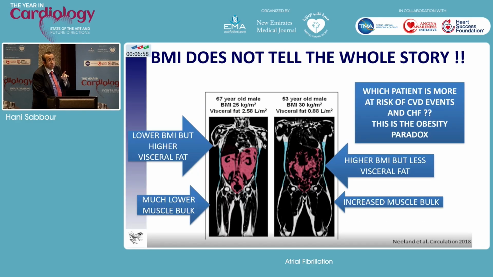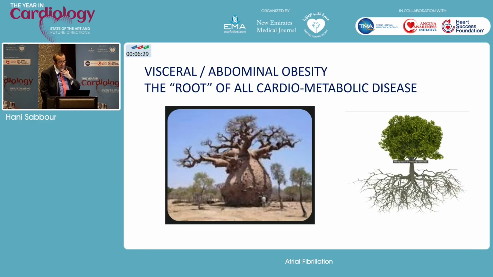Now, BMI is a little tricky. As we get into this as cardiologists, remember, BMI is not the only solution. It doesn't tell the whole story. This is a patient who has a lot of visceral fat but lower muscle bulk. This is an athlete who has a lot of muscle bulk and no visceral fat. This one has a higher BMI. Which one of these two is going to have a cardiovascular event or high risk? It's the one on this side. So BMI doesn't tell the whole story. Visceral fat, waist circumference are now emerging as more powerful tools to prevent and detect this disease.